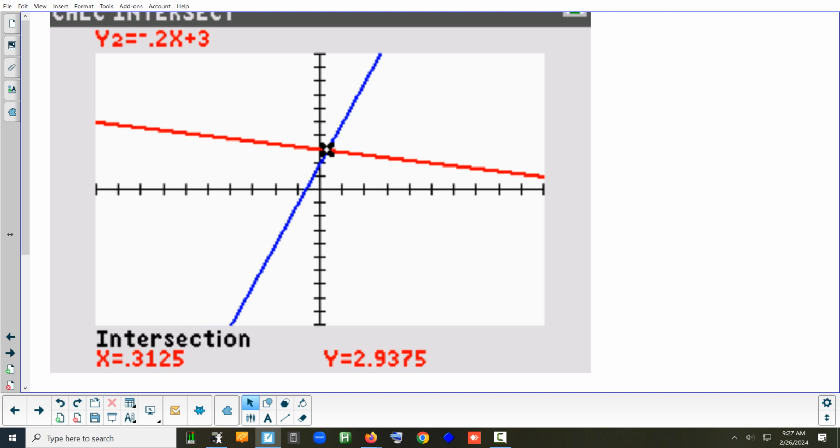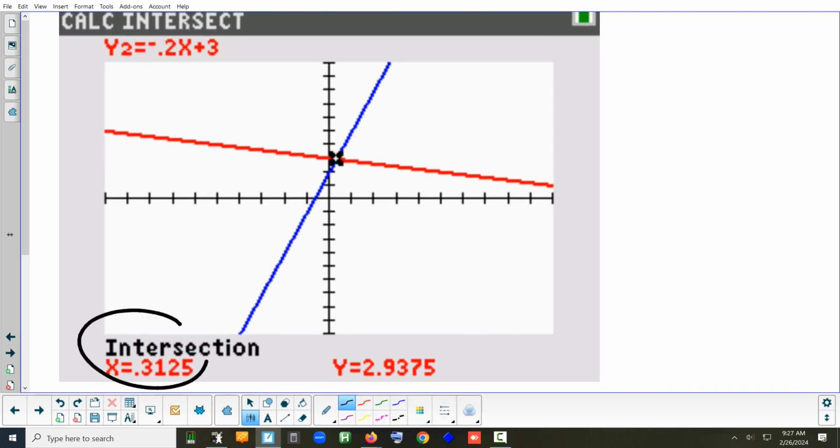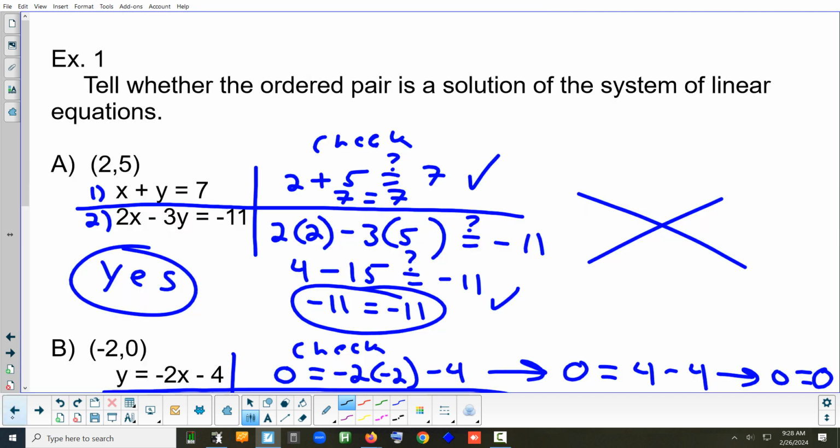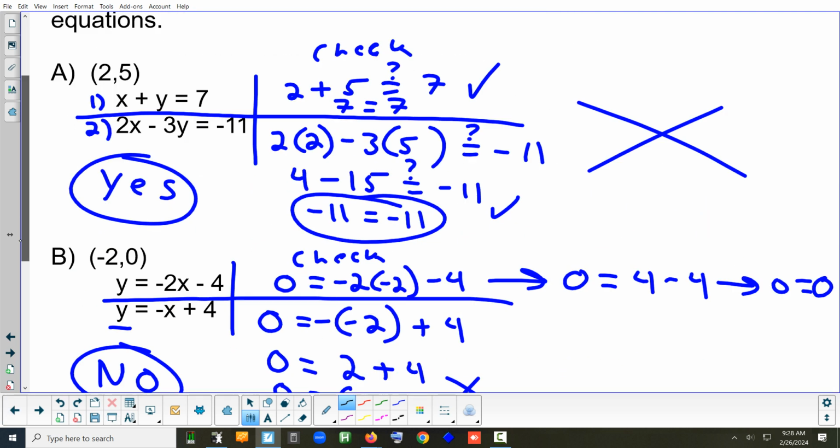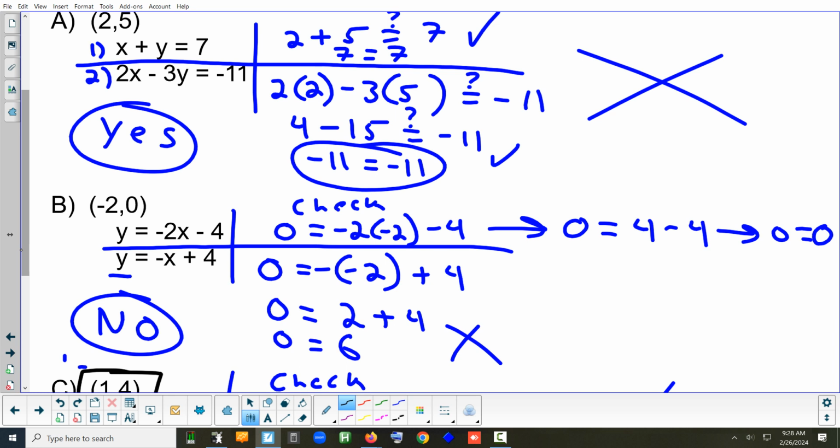For us, I'm going to make sure that this number and that number usually don't have any decimals. Okay? So you'll get answers like 2.5 or -2.0. No decimals in the answers.